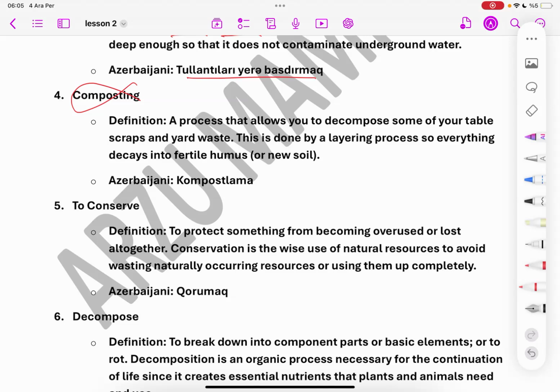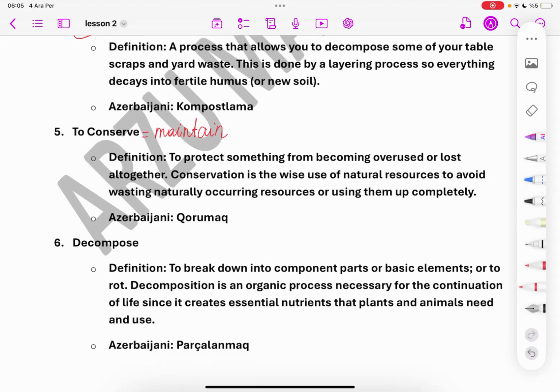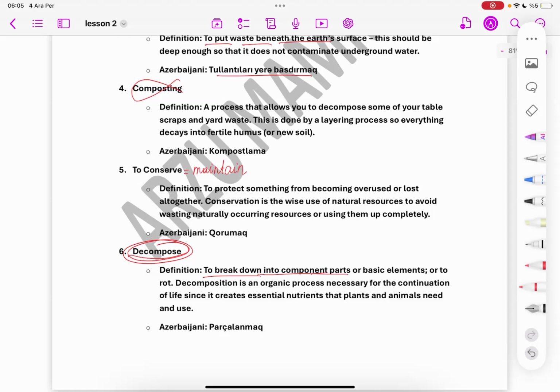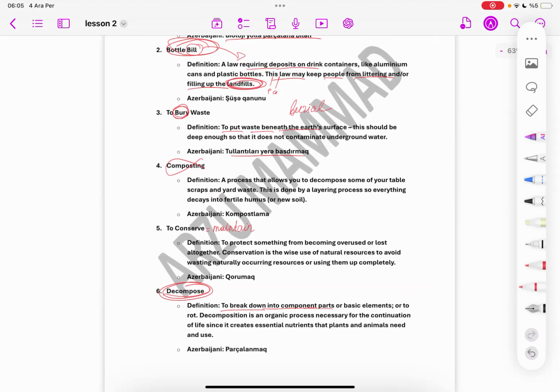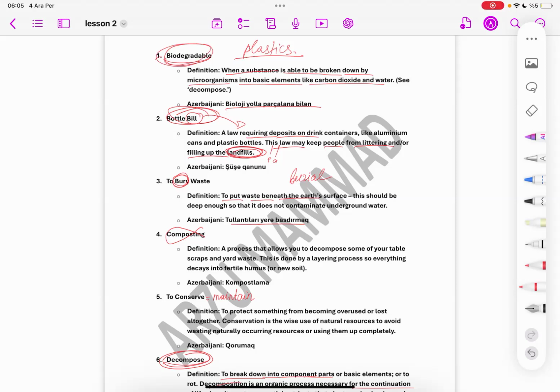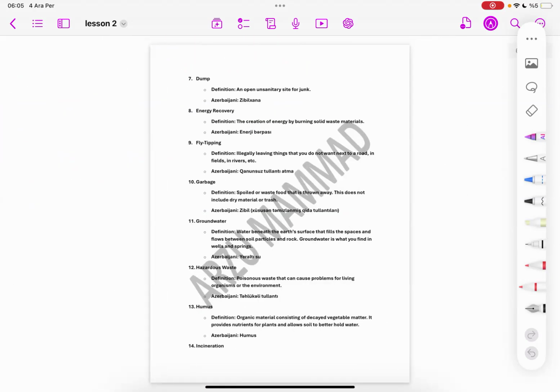Composting, we have already covered this one. Conserve, I explained this one in our previous lesson, like maintain something. In our language, we have a similar word, so you can keep it in your mind like this. Decompose, I have already explained: break down into component parts. Decomposition is an organic process necessary for the continuation of life. Plastic cannot decompose, for example. That's why it is non-biodegradable. If something can decompose, in this case, it's biodegradable. Keep it in your mind like this.